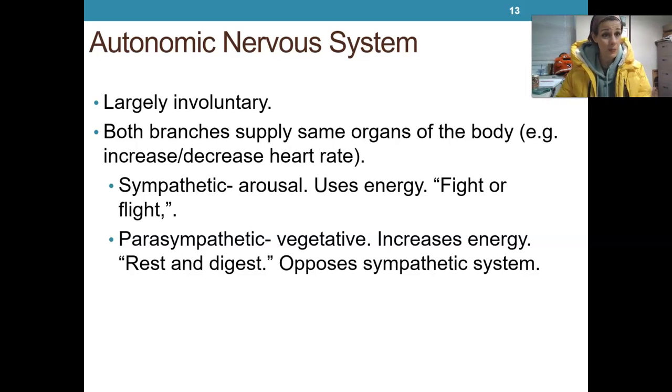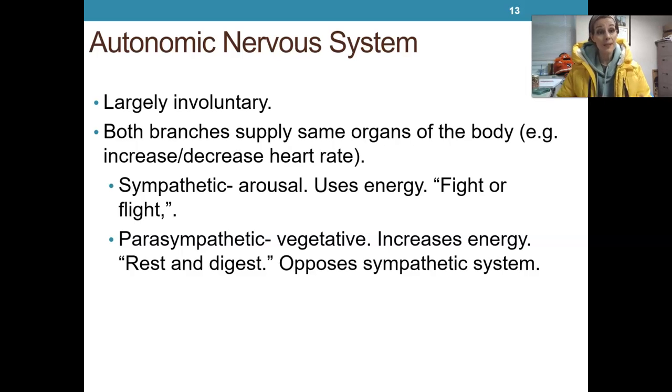This is going to be kind of surprising as we move on, but both the sympathetic and the parasympathetic nervous systems, both of these branches supply the same organs of the body. So for example, the sympathetic nervous system will have outputs to help increase heart rate. The parasympathetic will have different outputs to decrease heart rate, but they're going to supply the same organs of the body, and they're going to have opposing actions to each other.